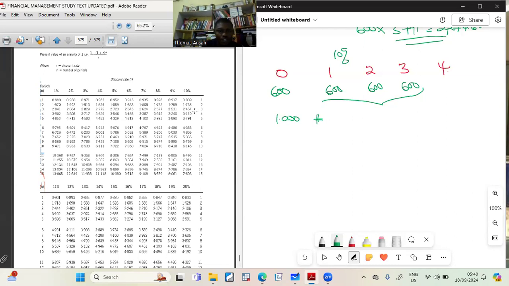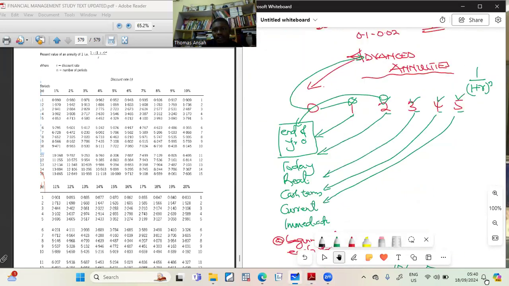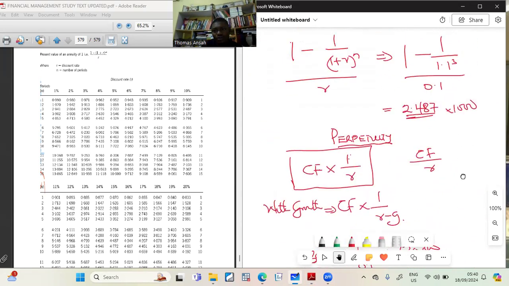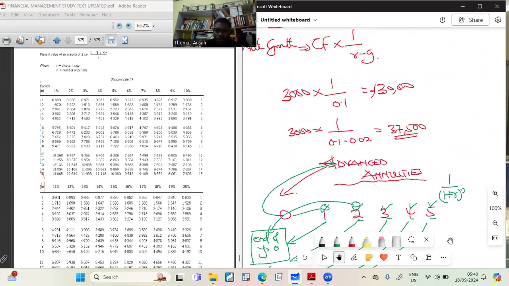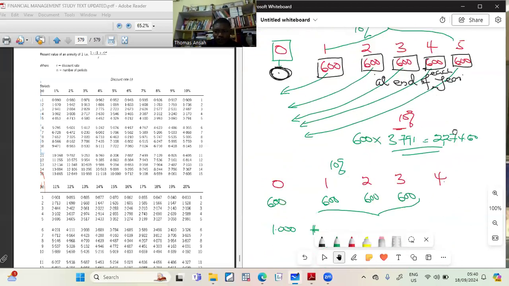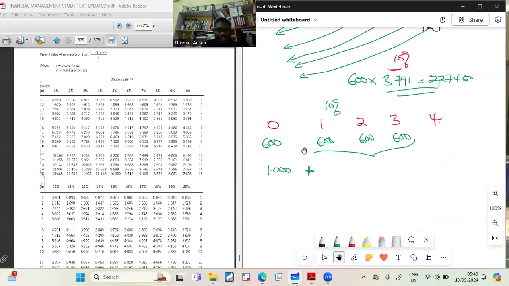So it means that perhaps what we worked here, we took 3 years. So you can read also from your table, 10% for 3 years. You see it, 2.487. Meaning that our total discount factor for PVing our 600 will be what?